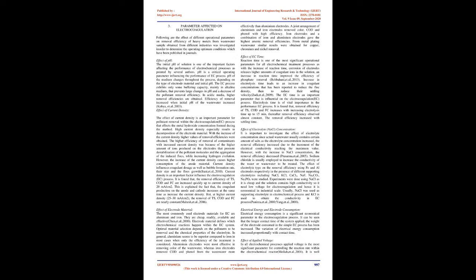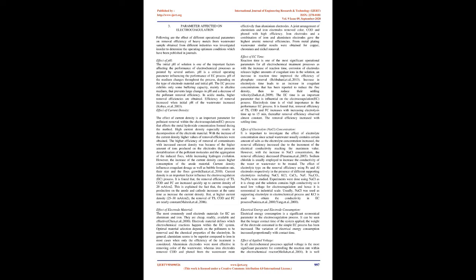This is explained by the fact that the coagulant production on the anode and cathode increases at the same time as the increase in current density. But at higher current density, 25-30 mA/cm2, the removal of TS, COD, and FC are nearly constant. Mahesh et al. 2006.